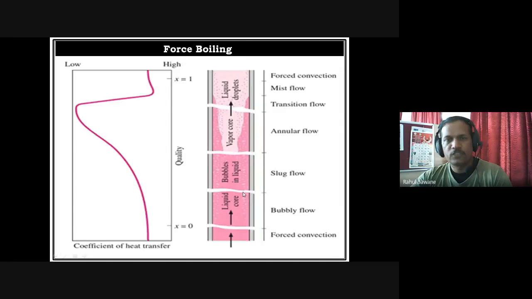Now, forced boiling. Whatever we talked about earlier was pool boiling, when your heating surface is submerged in liquid. Now suppose there is a heating pipe, with forced boiling. Liquid is flowing through the heating pipe. Heat is supplied from the outer surface of the pipe, and suppose the same water is flowing. Now when water is flowing through this section, heat will travel from the inner surface to the water.